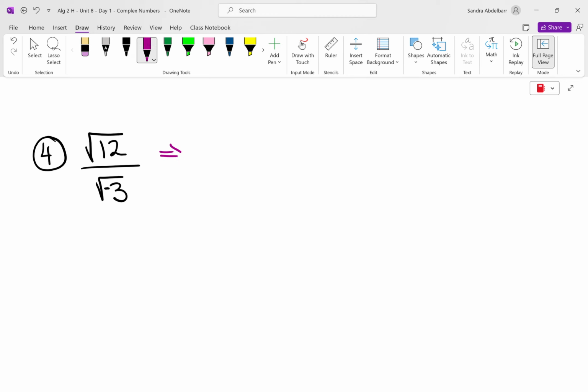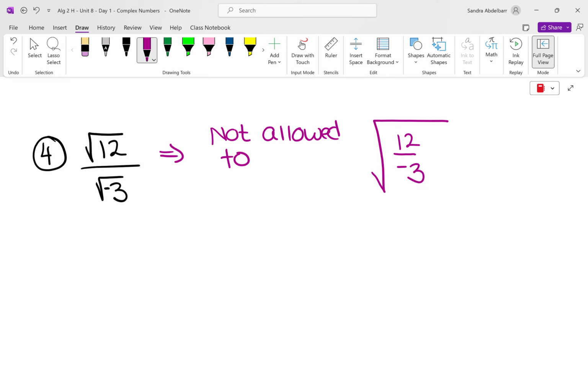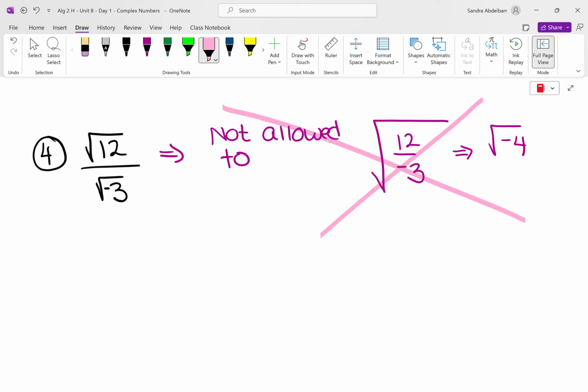Don't go ahead of me, because we are not allowed to change it into this. Wrong. That gets us the wrong answer. So it's mathematically not correct. Right? Before we divide, before we do anything, same with multiplying.